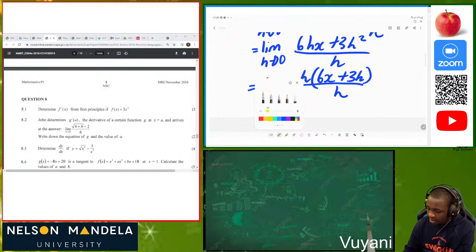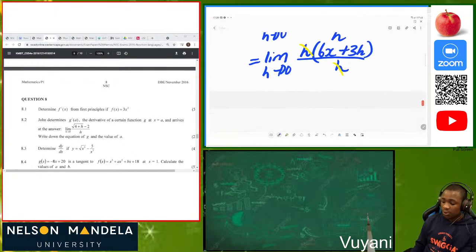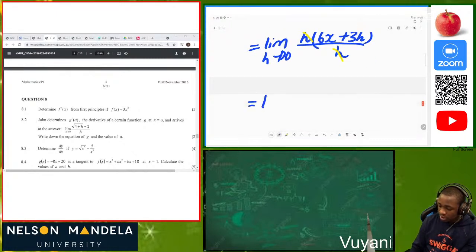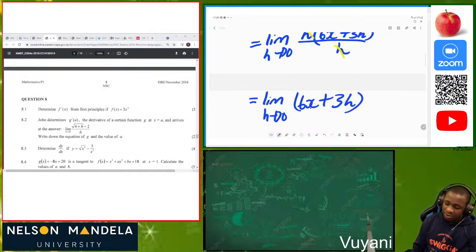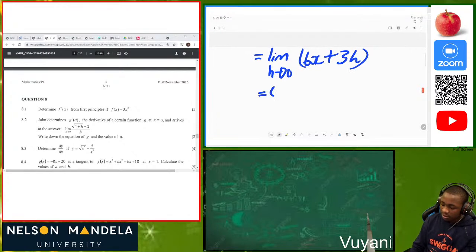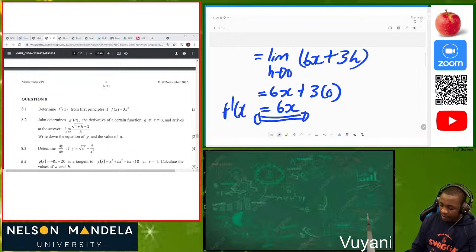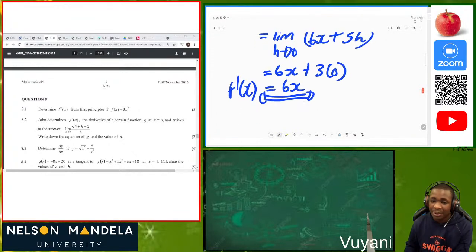Then h and h will cancel each other, guys. After that, we will be left with the limit as h approaches 0 of 6x plus 3h. Then we substitute h equal to 0 there, so we have 6x plus 3 times 0. Then we end up having 6x only. So that is our f prime of x by first principles.